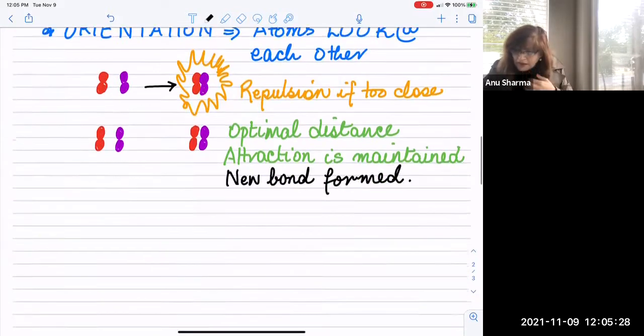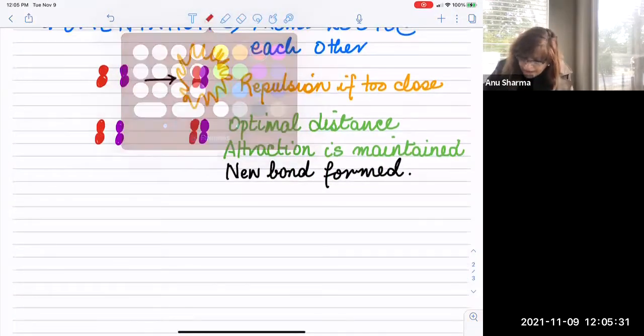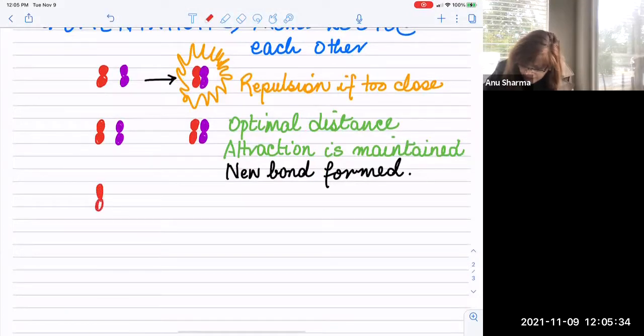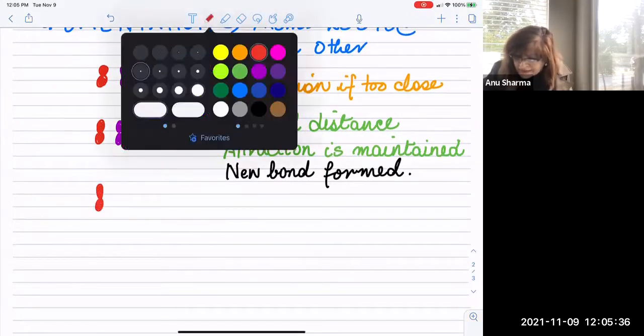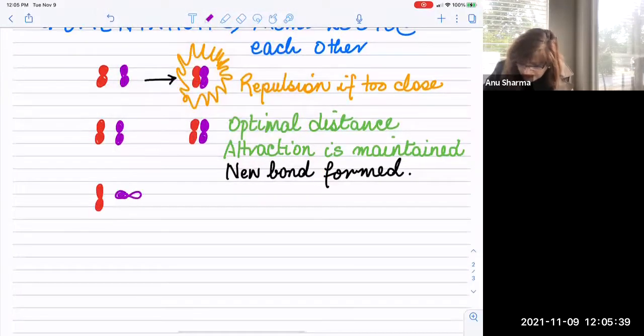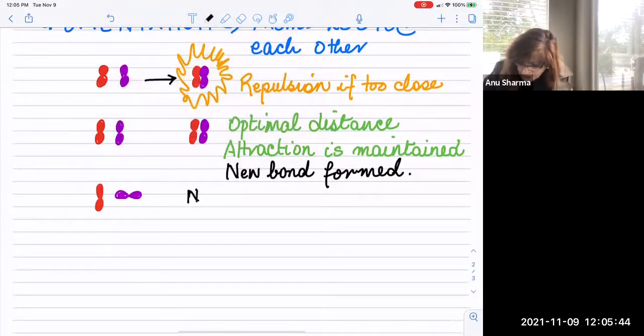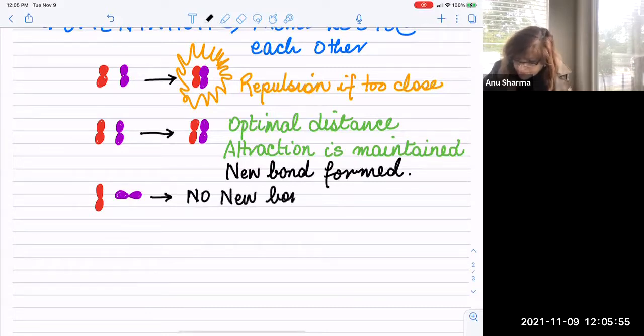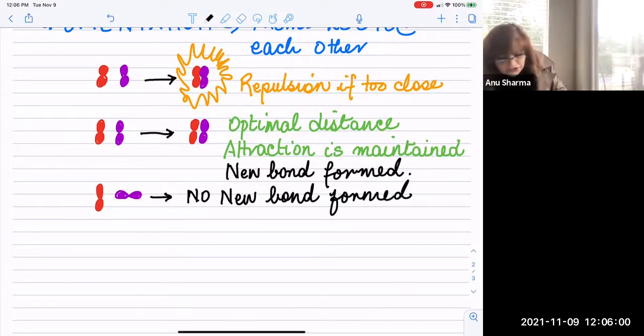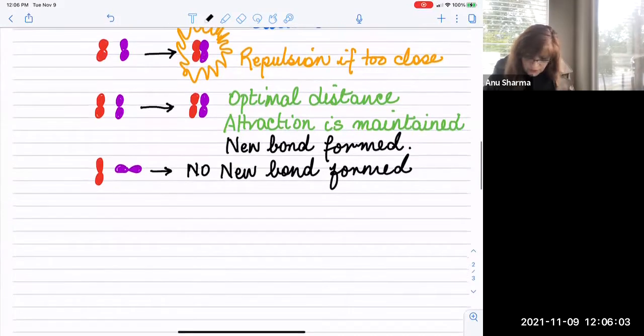Then in the other way, if this one comes this way and the other one is coming this way, in that case no bond is formed, no attraction. They're not looking at each other. So no new bond is formed if it's from a different angle. In other words, this is the wrong orientation.